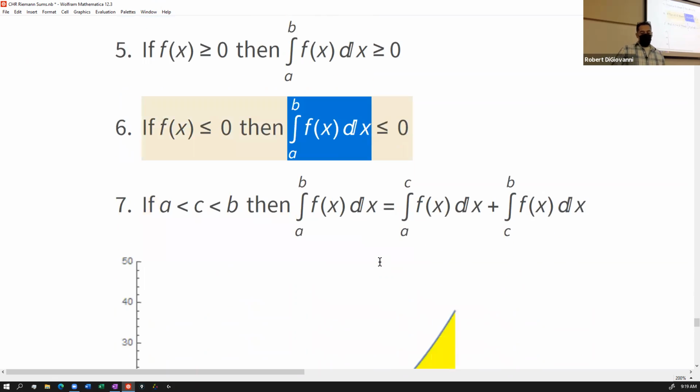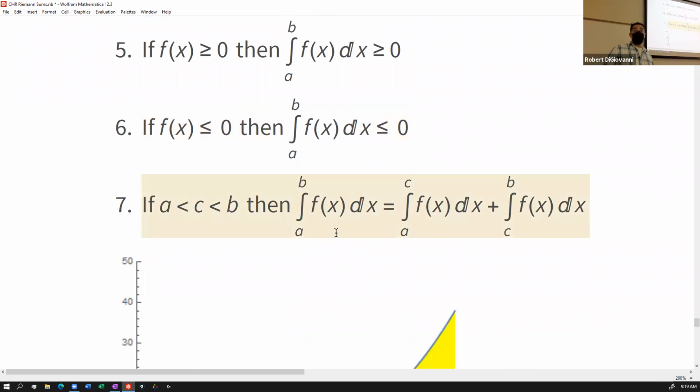Property 7 is a property that we're going to use actually in a little while. It says that if you look at three numbers, A, C, and B, where they are in this order, A is smaller than C, which is smaller than B, then the integral from A to B is equal to the integral from A to C plus the integral from C to B. So what is that saying?